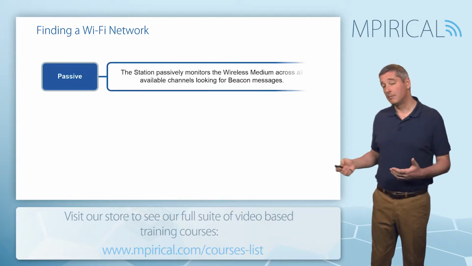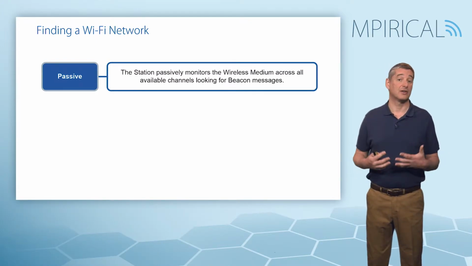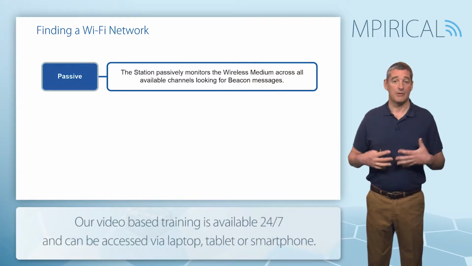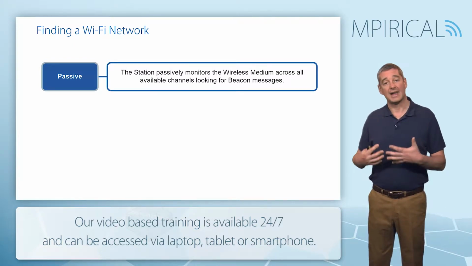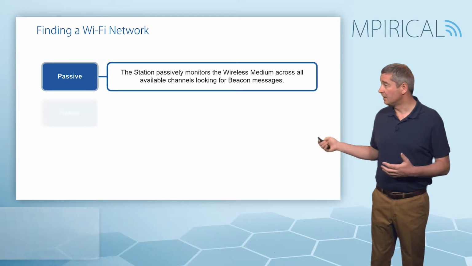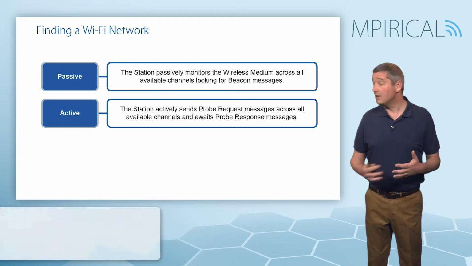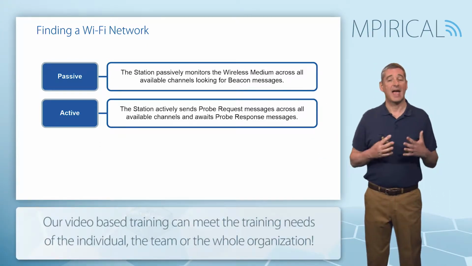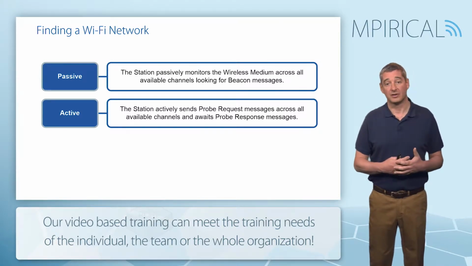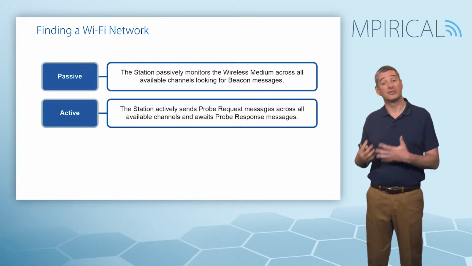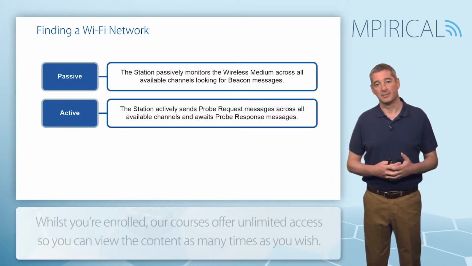A passive method, by which the stations will sit and listen and look out for beacon messages which are broadcast from all of the access points. Here in our passive method, the stations will not transmit any information. They will simply listen to and decode the beacon messages. The second method, which is active, actually requires the stations to transmit information. And here we can see they will transmit probe request messages out on the various Wi-Fi channels and await the access points to return the probe responses. However, both methods will enable our stations to build up a picture of the available Wi-Fi networks within their vicinity.